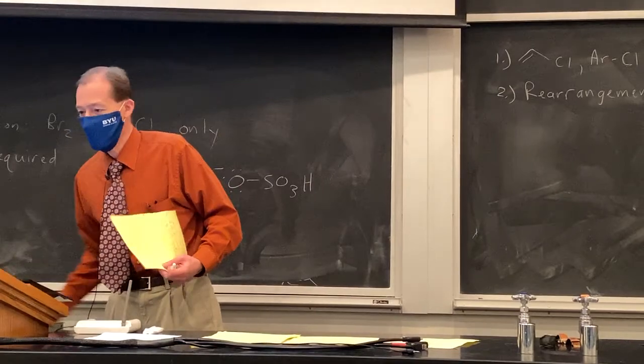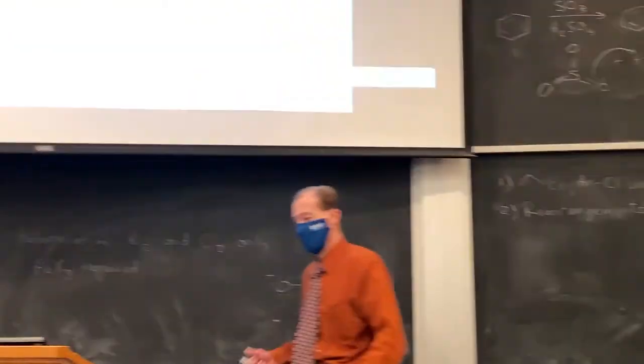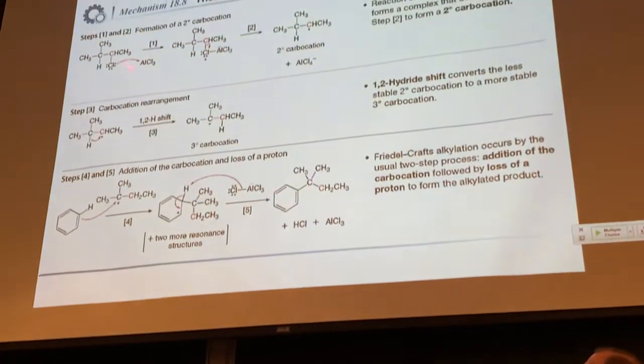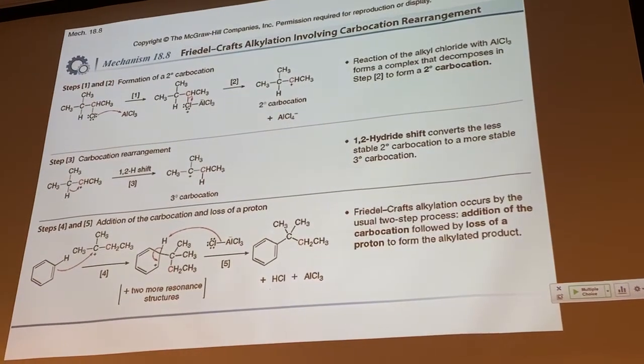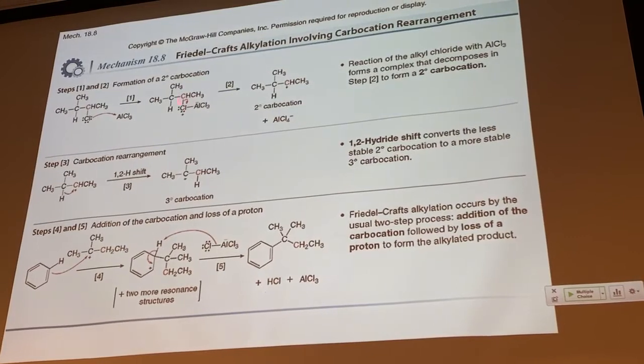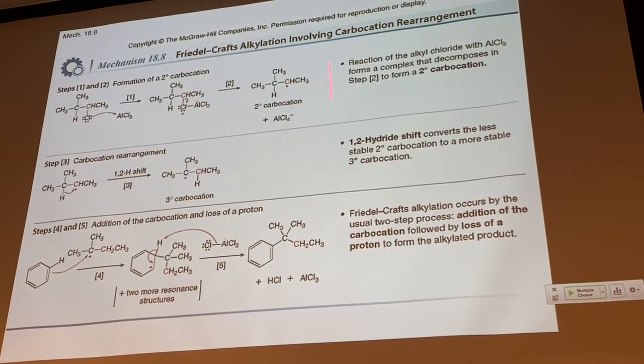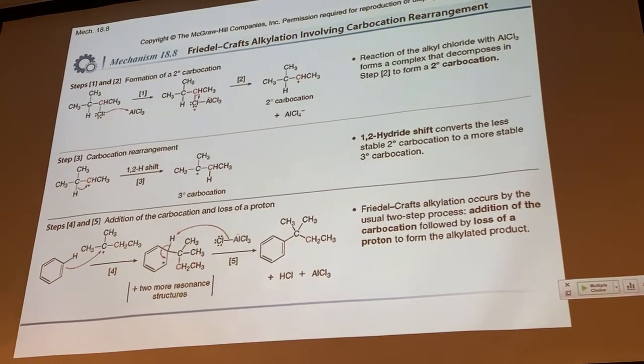We have a mechanism for rearrangement shown here. This is using a secondary alkyl halide. So we generate our Lewis acid-Lewis base complex. We cleave our carbon-chlorine bond. Now we have our secondary carbocation.